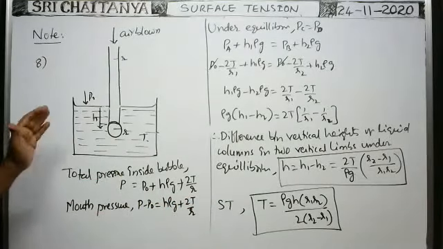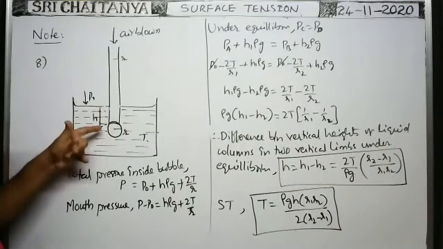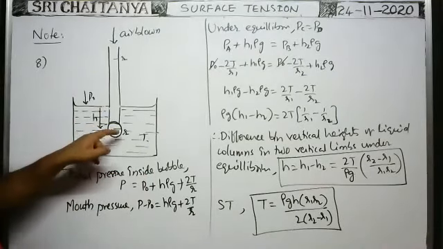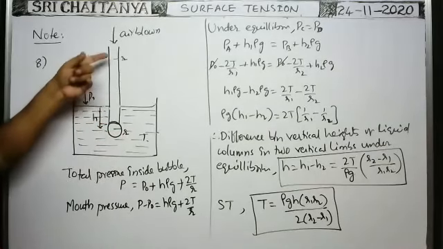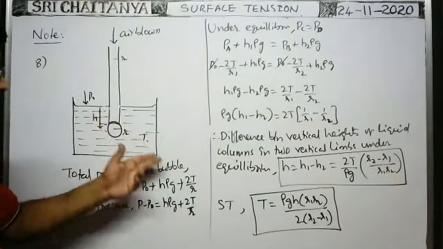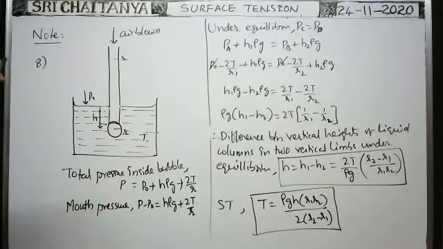So the total pressure inside the bubble at a depth is equal to this one, and the mouth pressure required to produce the bubble of radius r at a depth h by means of the capillary tube is equal to this one, where r is the bubble radius, or r is the radius of the capillary tube we can use.